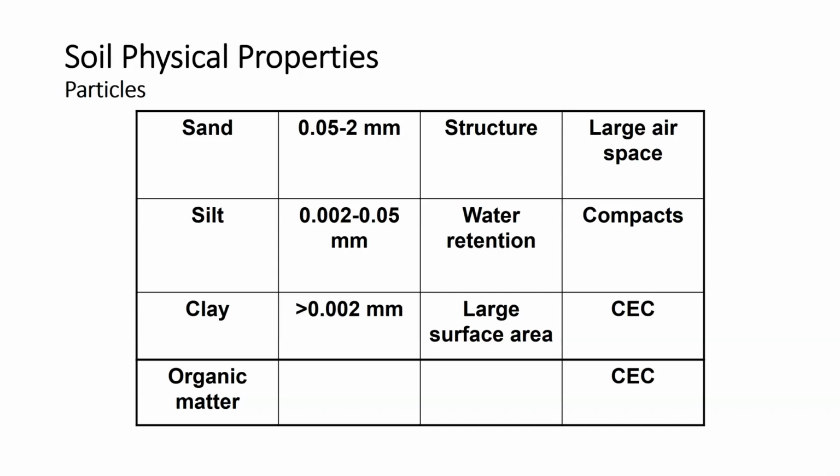We're going to find out this has a very large surface area. It's involved in what we call CEC. CEC is cation exchange capacity. Organic matter, which is another part of this, also is involved in cation exchange capacity. When we look at soils, basically we've got three different particles plus organic matter.